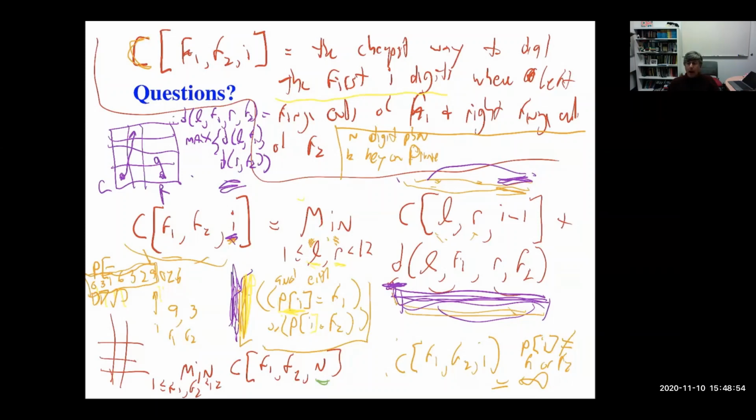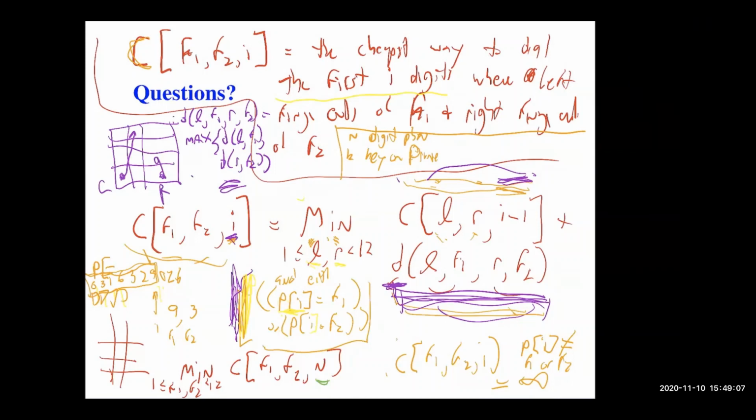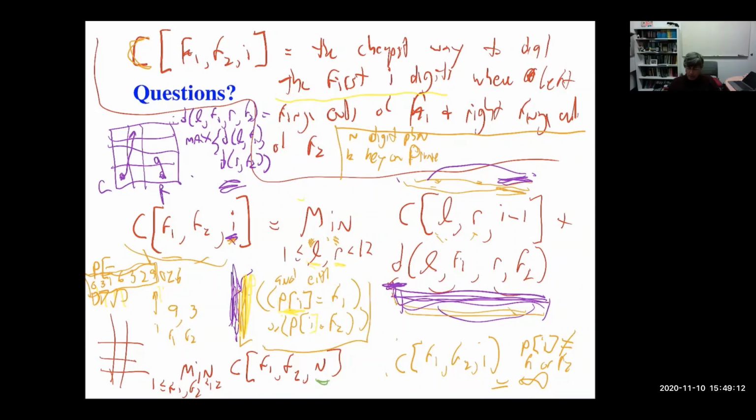How do we go about computing the running time? Does anyone remember? How do you compute the running time? Number of boxes times the time per box. How many boxes do I have here?